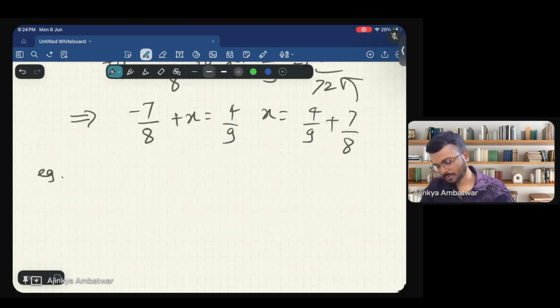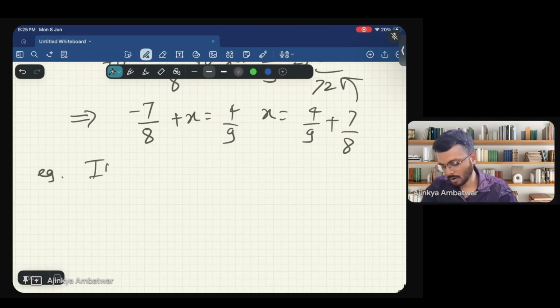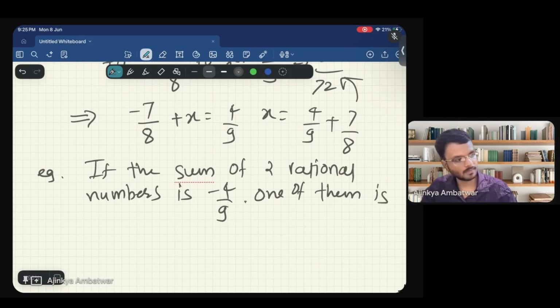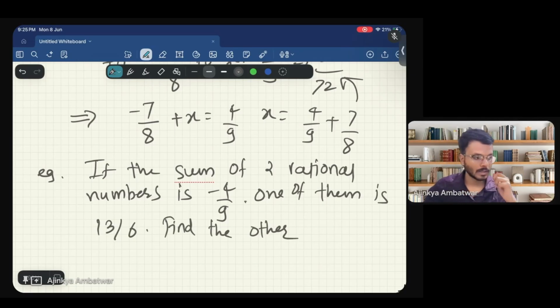This is a different type of question. It says, if the sum of two rational numbers is minus 4 by 9, one of them is 13 by 6, find the other. Simple question. What's the answer?